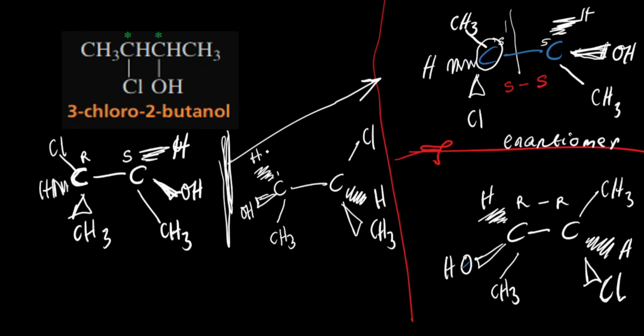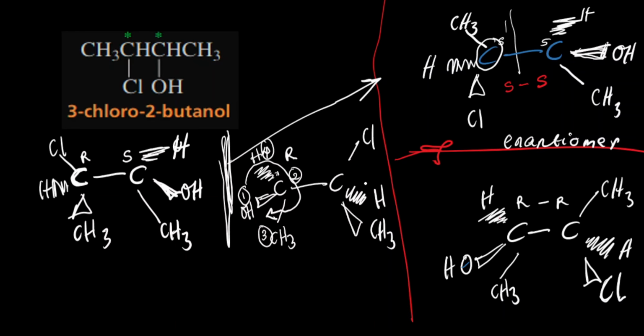Now let's determine the priority of this, the first carbon or the second. This is priority number 4. This is priority number 1. This is priority number 2, and this is priority number 3. Now moving from 1 to 2 to 3, we're moving clockwise. So this is an R.